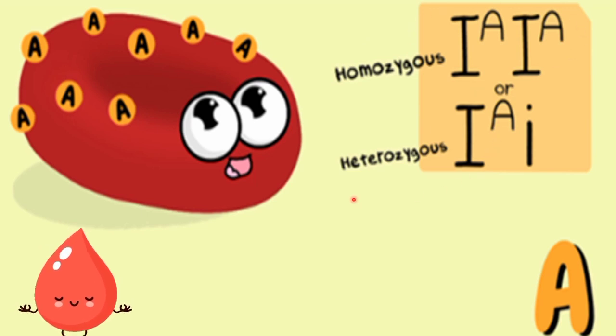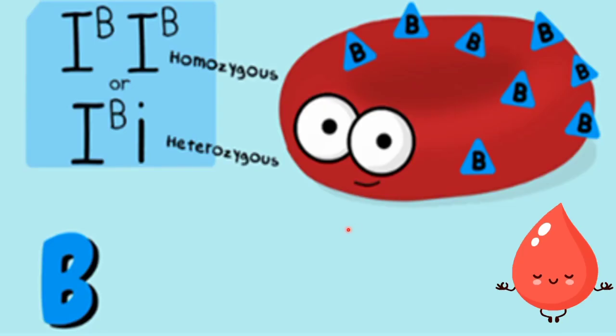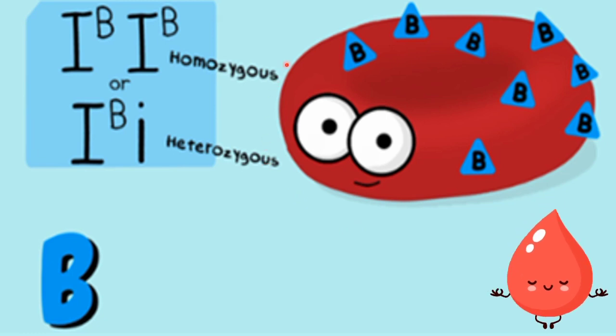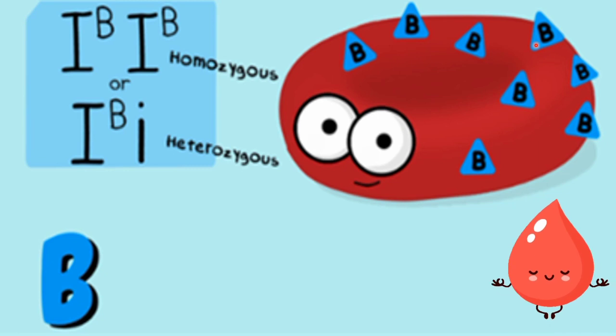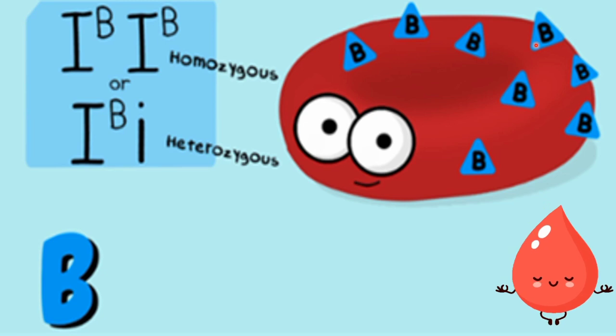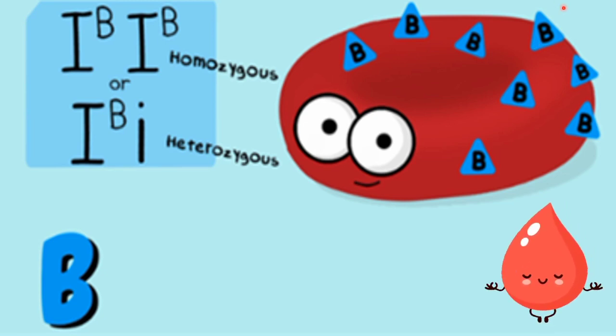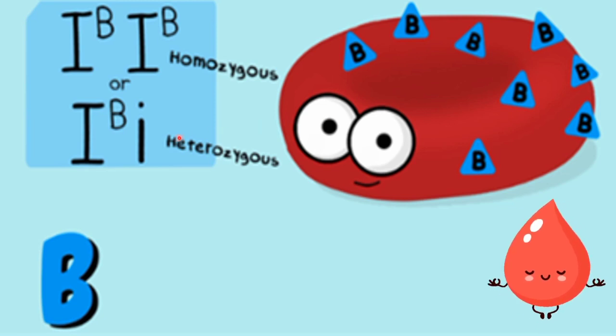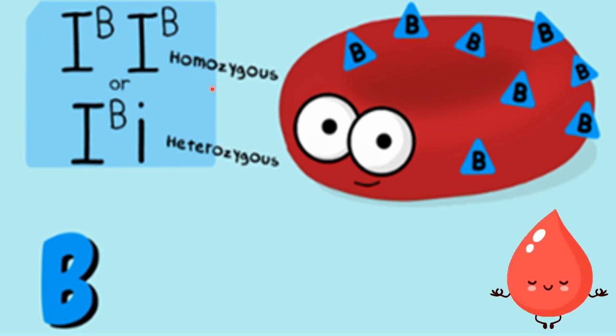For the next one, we have blood type B. As you can see here, it has antigen B on its surface. A person with blood type B can accept another type B blood because B is an antigen that their body can recognize. It can also accept blood type O since it has no antigen. And the genotype of blood type B is the homozygous IBIB or the heterozygous IBi.